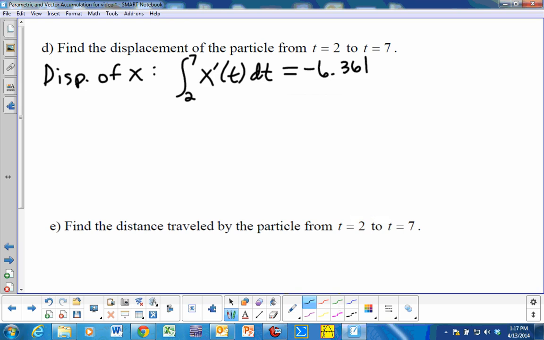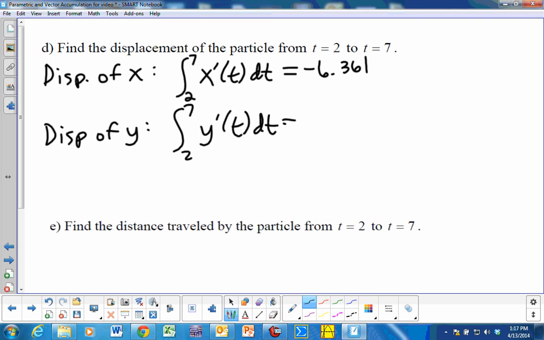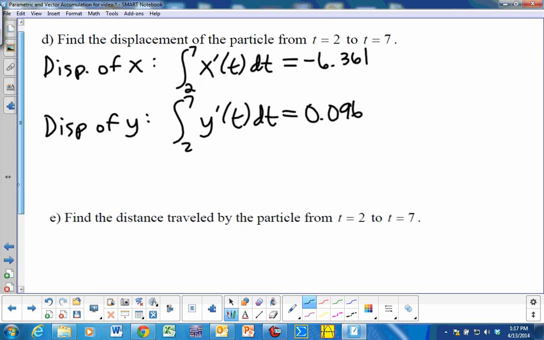And so we can just, again, use the calculator for those. So displacement of y is the integral from 2 to 7 of y prime of t dt. Again, just do that in the calculator, and you get 0.096. If they ask me to say the position of the particle now at time 7, then I would simply add those two numbers to the original position of the particle, which was at 1, 4. So I would take 1 and add negative 6.361. That would be the new x coordinate. And I would take 4 and add 0.096, and that would be the new y coordinate. So that would be the current position. But they just asked me for displacement, so I'm done.